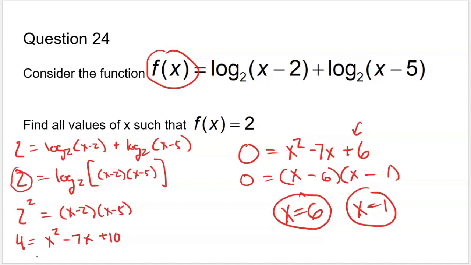If I plug in 6, 6 minus 2 is 4. That's a positive number, that works. 6 minus 5 is 1. That's a positive number, that works. So 6 is a good answer. But what about 1? When I plug in 1, 1 minus 2 is negative 1. Can't have a negative inside of a log. 1 minus 5 is negative 4. Can't have a negative inside of a log. So 1 is an extraneous solution. The only answer to this equation is x equals 6.